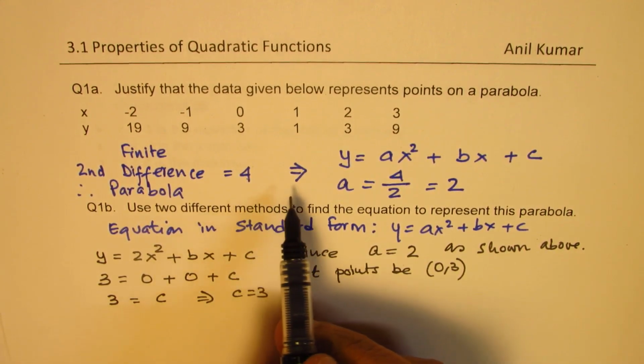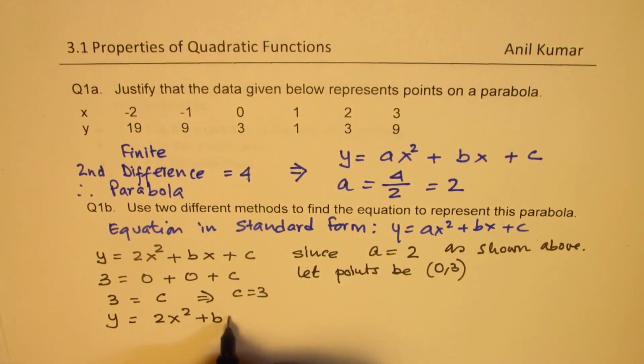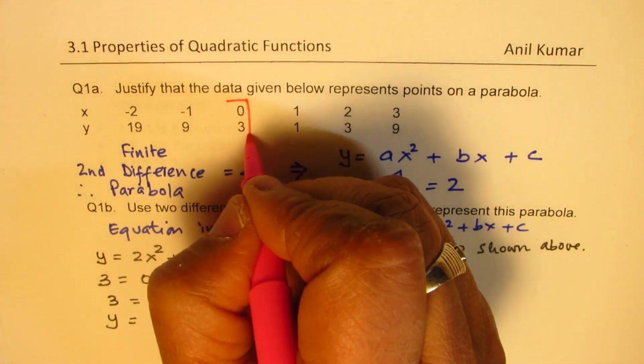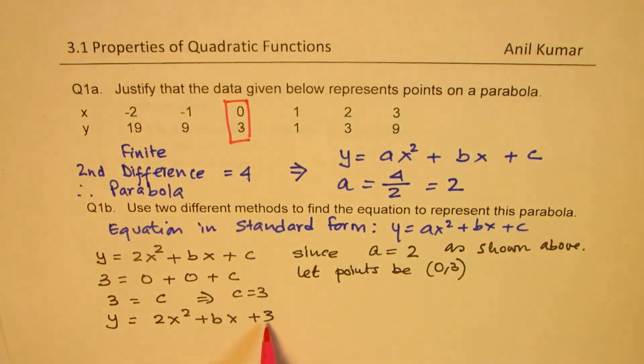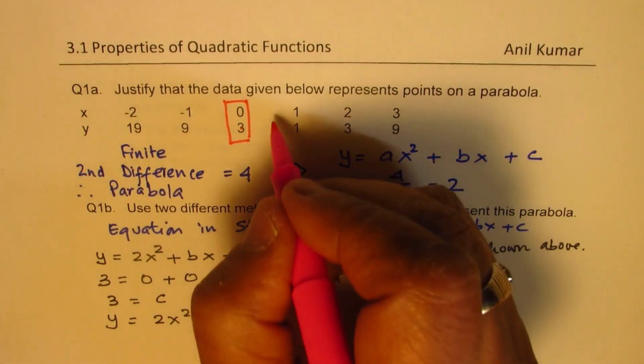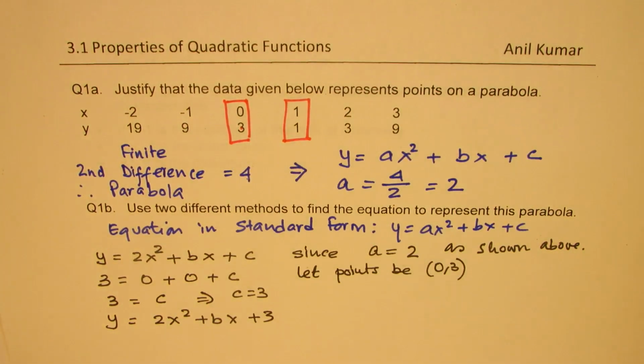And now we can use some other point. So we have y equals 2x squared plus bx plus 3. That is the c value. Perfect. Now to find b, we could use some other point. So we use (0, 3), and we found that c is 3. That is the y-intercept. In this equation, y-intercept is c. Now let us use the point (1, 1) to get the value of b.